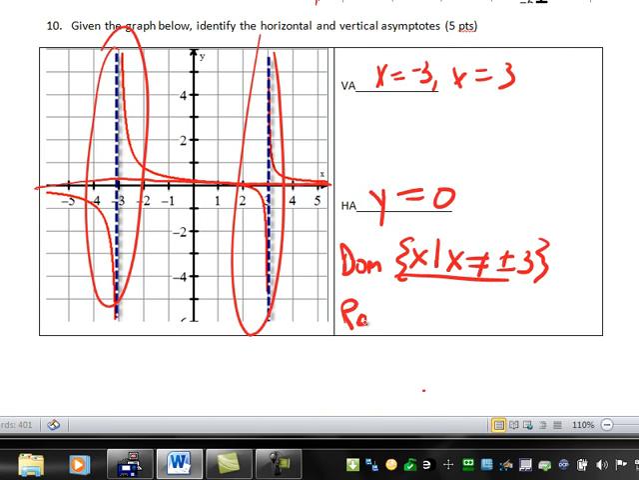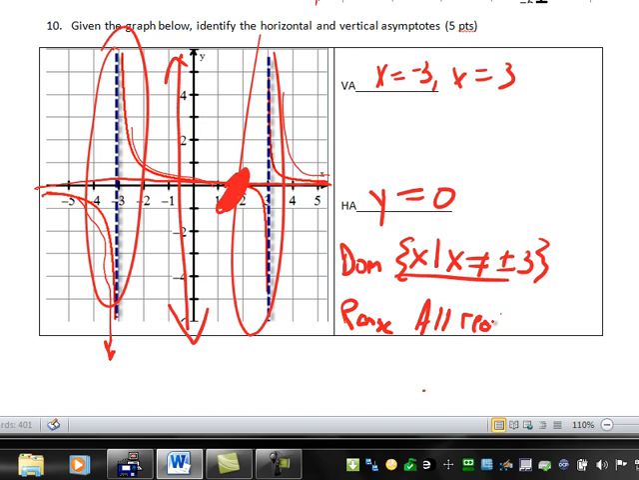What would the range be? It looks like the range is going to be all real numbers. Again, the range is all my y's, and it can hit every single y. So I've got a graph that starts from negative infinity and goes all the way to infinity. This one goes up to infinity, and so does this one, and we even get the value where it crosses the y right here. So the range would just be all real numbers. Okay.